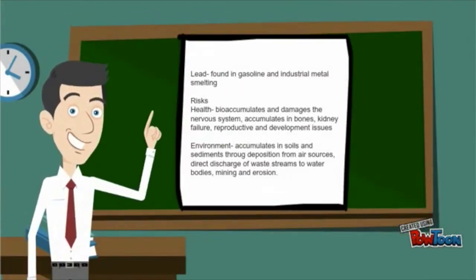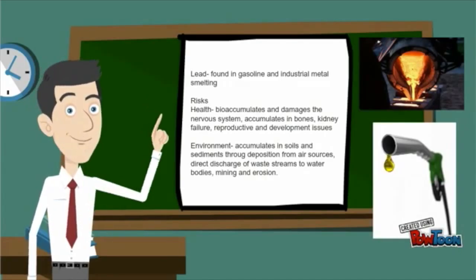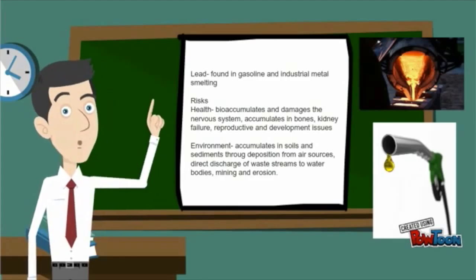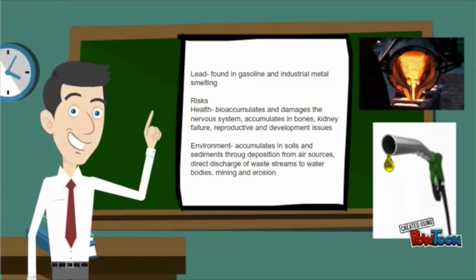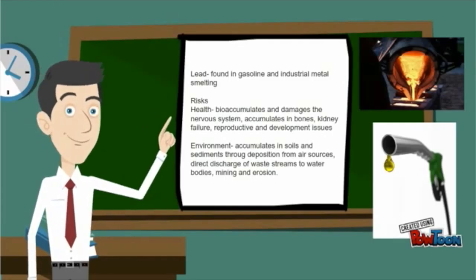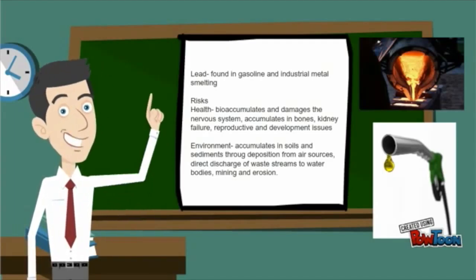Lead is found in gasoline and industrial metal smelting. Risks to humans are that it bioaccumulates and damages the nervous system, accumulates in bones, causes kidney failure, and reproductive and development issues. Environmental impacts are that it accumulates in soils and sediments through deposition from air sources, direct discharge of waste to streams to water bodies, mining, and erosion.